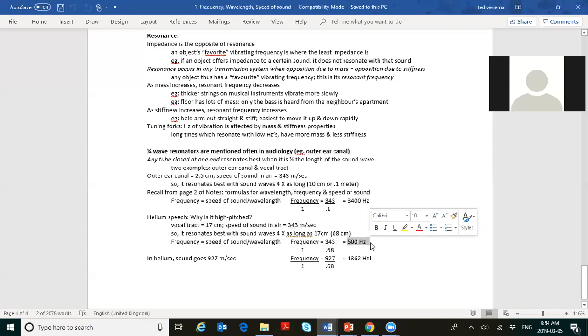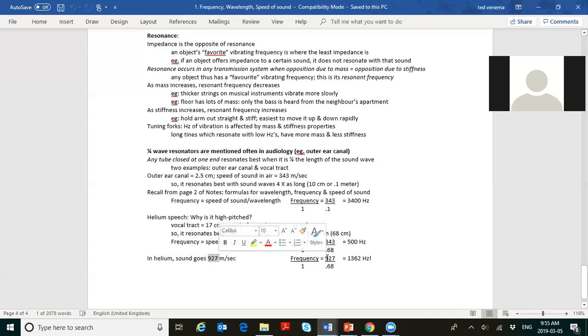There it is. And why does helium speech, when you inhale helium out of a balloon, why does your voice get higher? Because helium is less dense than air. So sound goes faster through helium. So now you're doing 927 meters per second divided by 0.68. And you get a whopping number of 1,362. Now you know why helium speech makes your voice go higher. It's all about quarter wave resonators and wavelength and speed of sound and all that jazz.